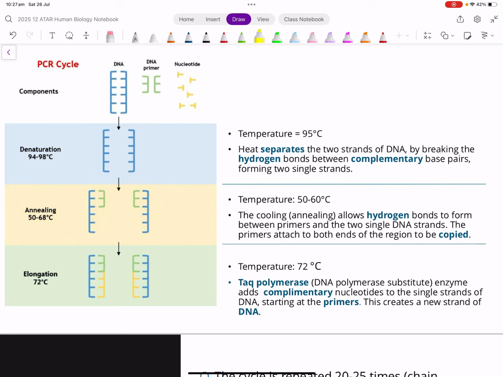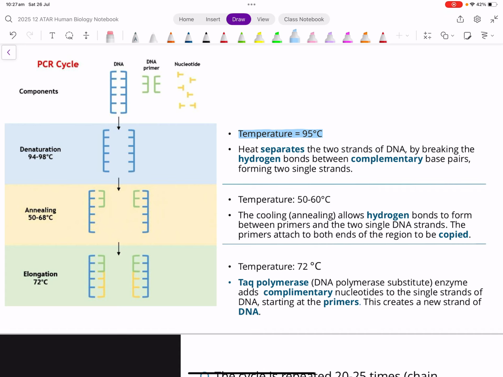So when we're looking at the first stage, denaturation, it's really important that we note that the temperature of denaturation for PCR is 95 degrees Celsius. Now you will see some ranges here. In this diagram on the left it says 94 to 98 degrees. However, from our perspective, looking at the WACE exam, we're really interested in 95 degrees Celsius.